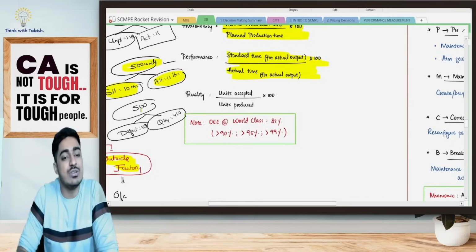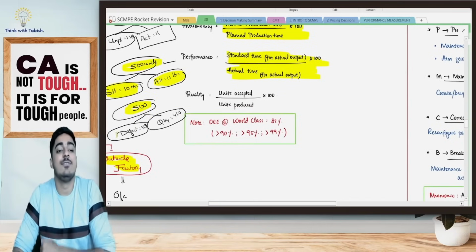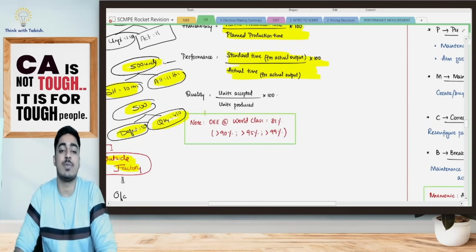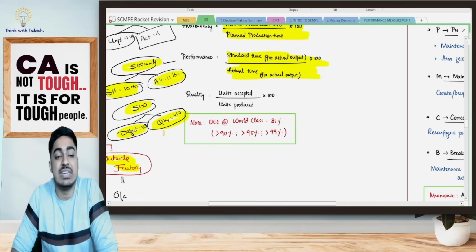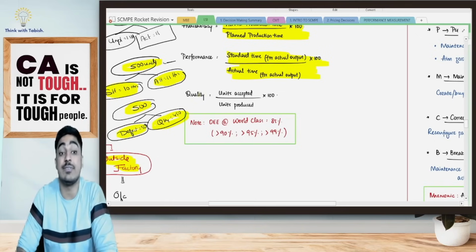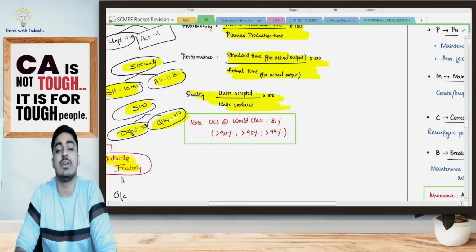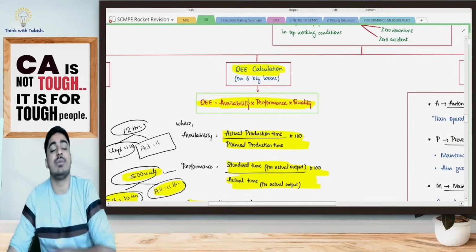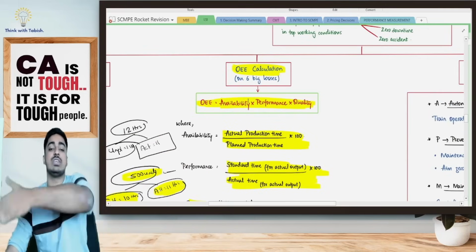Now, okay, 500 units I've produced. In that, 50 units are defective. Only 450 are of perfect quality. That means my quality percentage is 450 divided by 500, which is my units accepted divided by units produced into 100. Yes, overall, my OEE is nothing but my availability into performance into my quality.